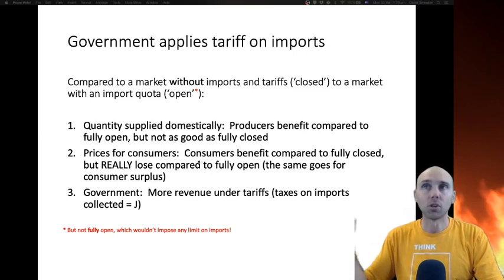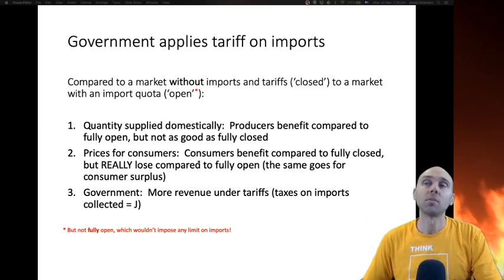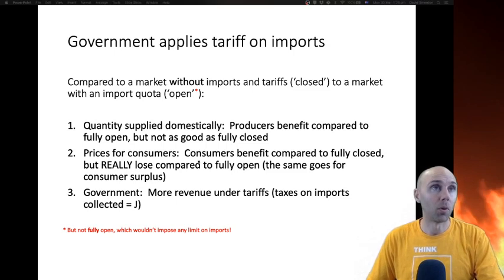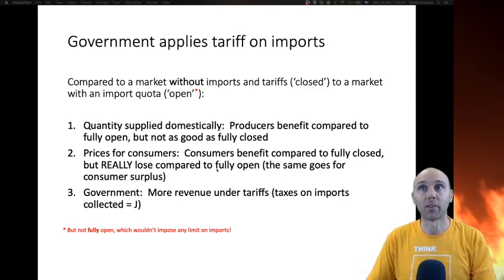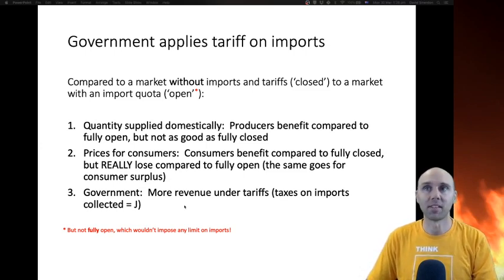What about for consumers? Well, consumers are better off with imports that have tariffs applied, compared to there not being any imports at all. But they would be much, much better off if the government just completely opened the economy without any tariffs. What about for the government? Well, the government only wins when it gets revenue when comparing these examples, and that's in the case when there are tariffs, because that's a tax on the imports collected, which was area J.